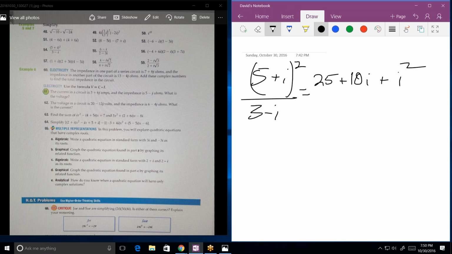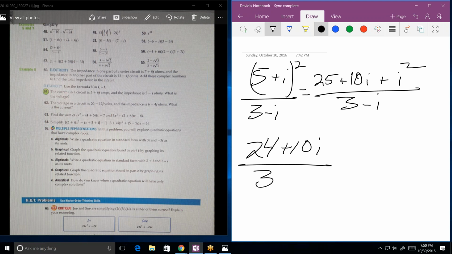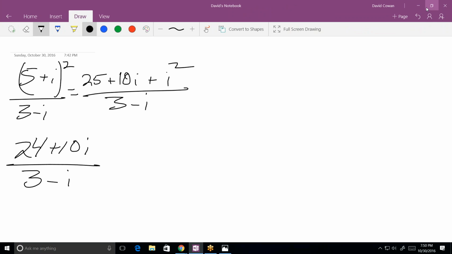And we still have 3 minus i here. So let's simplify the numerator. What's the numerator become? Negative 1 can be combined with 25. 24 plus 10i. There you go. So there's our proper numerator. Here is still the denominator we started with, and now we can do it like a normal division problem. All we did was multiply the top together to give us this problem here. Now what?